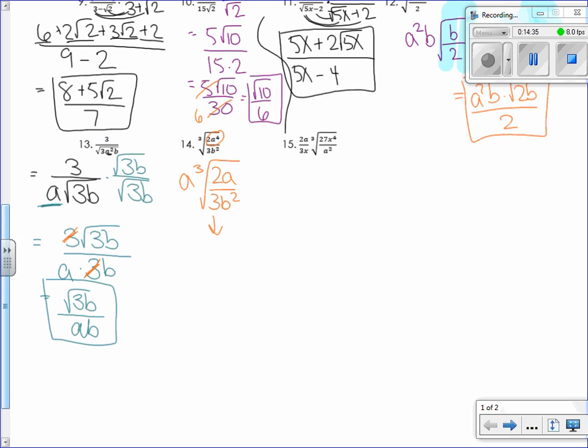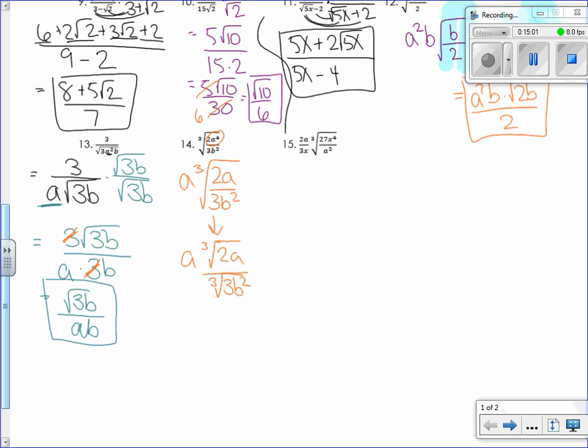And remember, just like we did up there for number 12, I can break this up as this cube root. So this is A, and then I've got the cube root of 2A divided by the cube root of 3b squared. Okay?